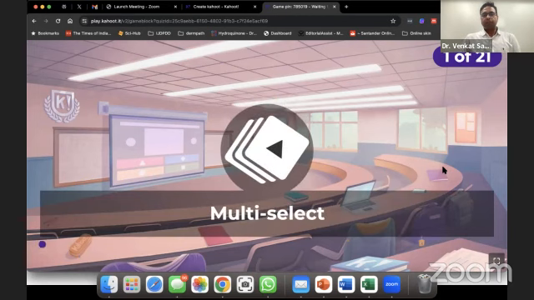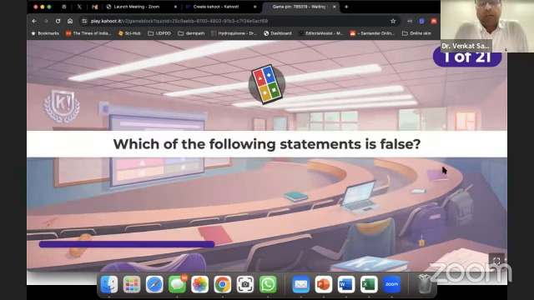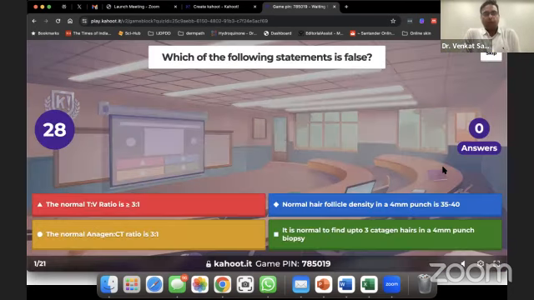So the first question is a multi-select. You have to select multiple options. Which of the following statements is false? The normal terminal to vellus hair ratio is greater than or equal to 3:1. The normal hair follicle density in a 4 mm punch is 35 to 40. Normal anagen to catagen telogen ratio is 3:1. It is normal to find up to 3 catagen hairs in a 4 mm punch biopsy. Which is false? You can select multiple if you want to.